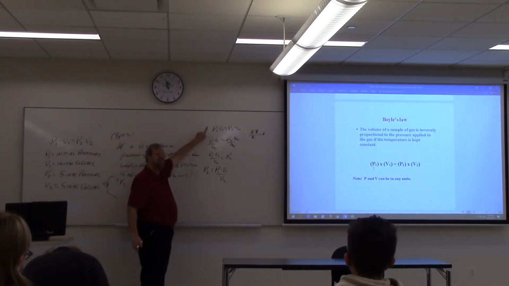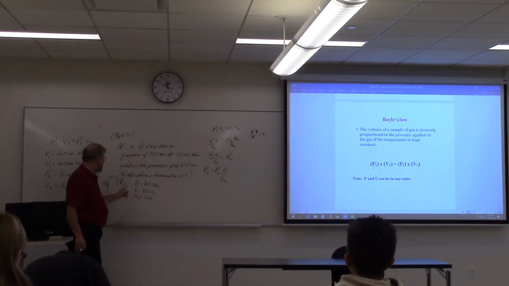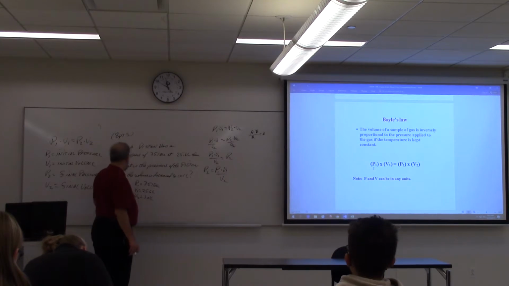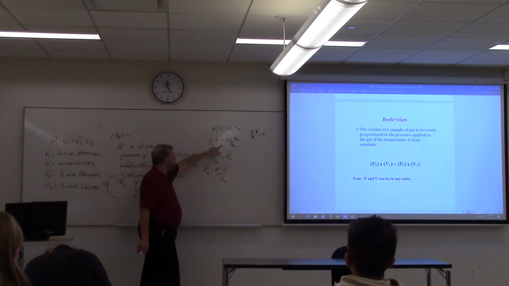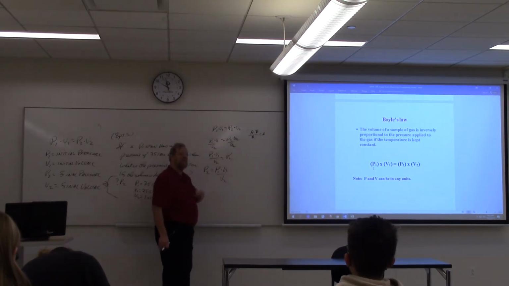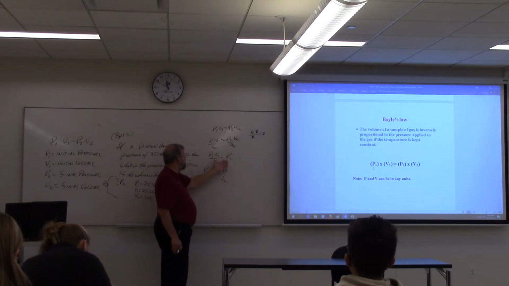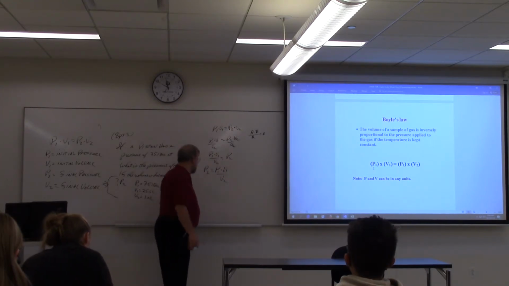I know I have to use Boyle's law because I only have variables that deal with pressure and volume, which is what Boyle's law deals with. I want to solve for P2, so I need it alone on one side. I'll divide by V2 to get rid of it, but whatever I do to one side, I do to the other. Do the math, come up here. I just like to switch it around.